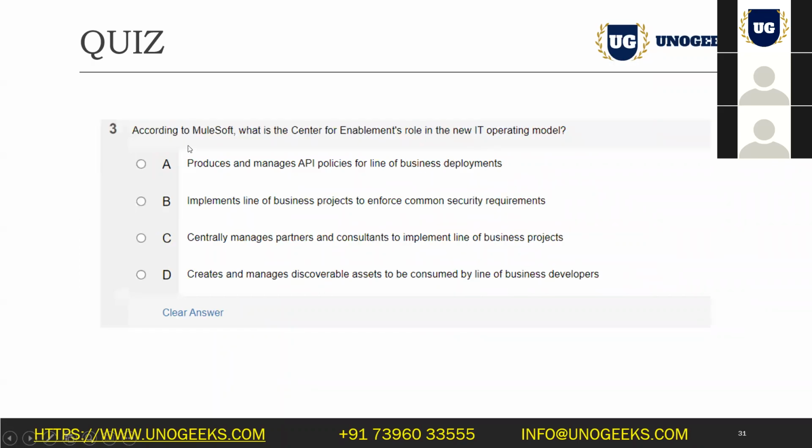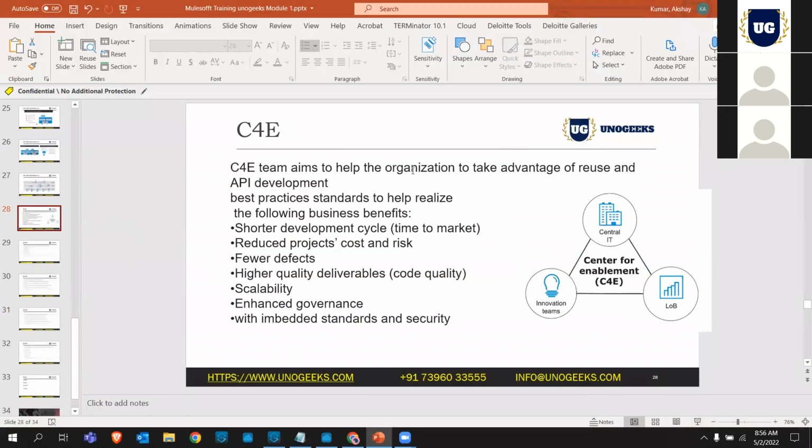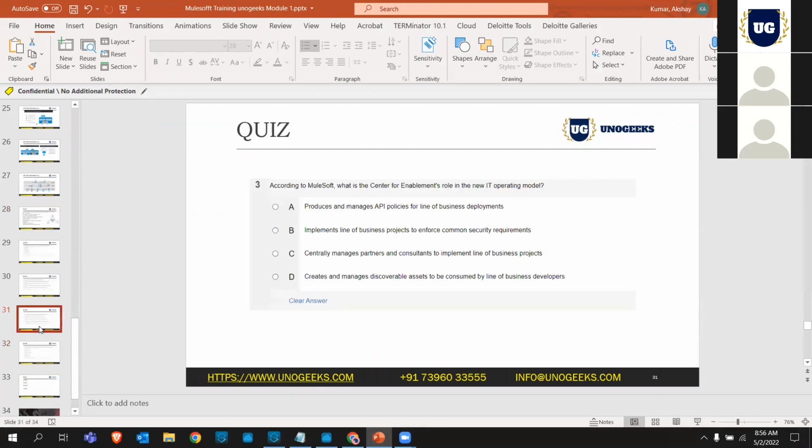Question number 3. According to MuleSoft, what is the Center for Enablement's role in the new IT operating model? So it is asking what C4E is doing in the new IT operating model. As we've seen in our previous slides, what C4E is actually doing: it is taking advantage and use of API development. It is following the best standards. It reduces project cost and everything. So we'll go back to our quiz and see what it is actually doing.